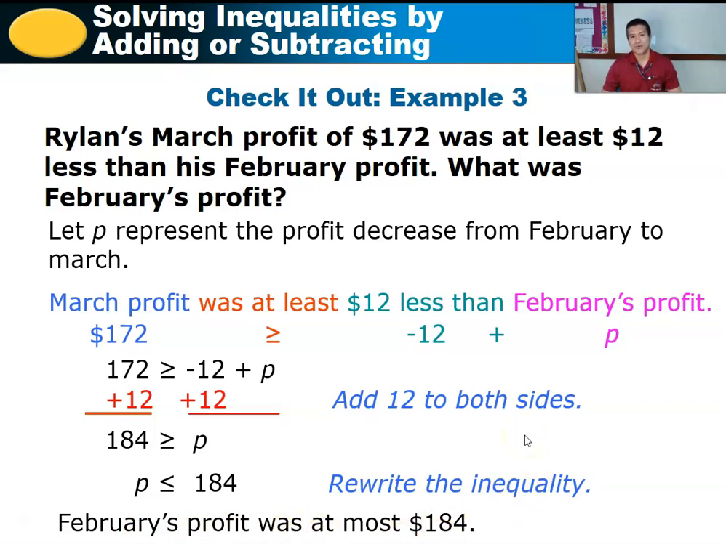So when you solve a word problem, you can represent it like this so that it's easier for you to determine what the unknown is and what the given information is.